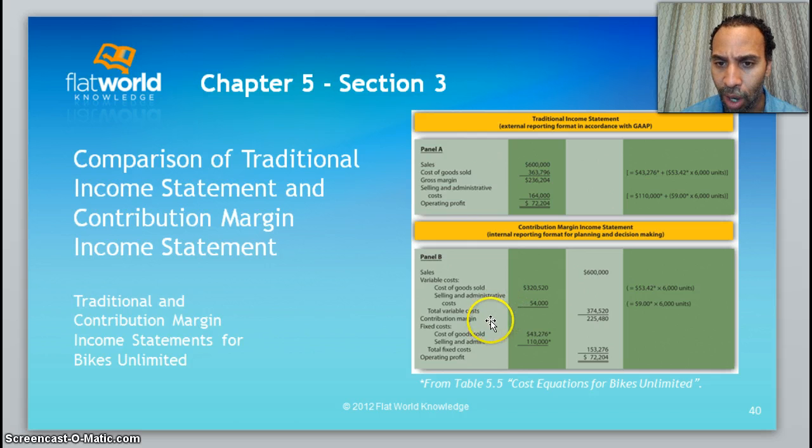So then in your fixed costs, you have cost of goods sold 43,276. Selling and administrative, you have 110,000. So you see, they're the same categories in variable and fixed costs, but they're split out, right?